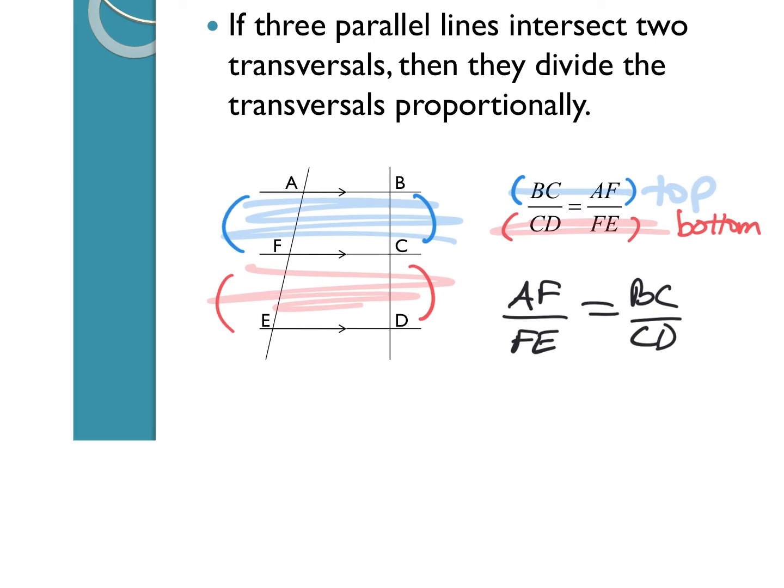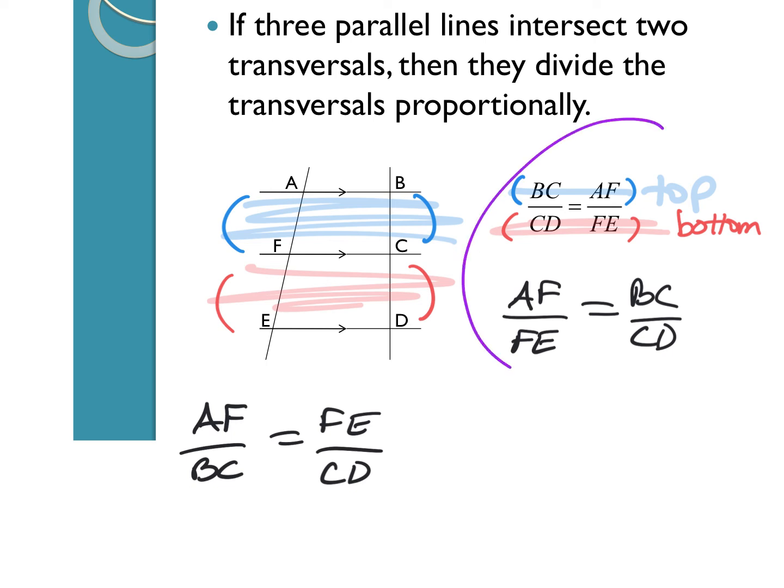You can also, again, do left to right. So if you'd rather do AF over BC, you could do FE over CD. Again, pick something and stay consistent. I honestly think this might be the easier way to memorize it because it's logical. Top of the fraction gets the top numbers, bottom of the fraction gets the bottom. So let's go ahead and try some examples for these.